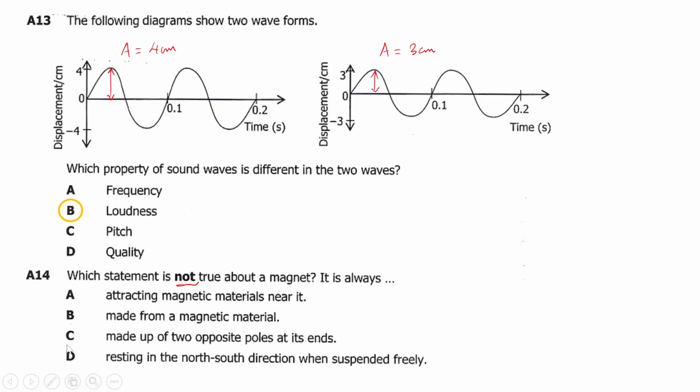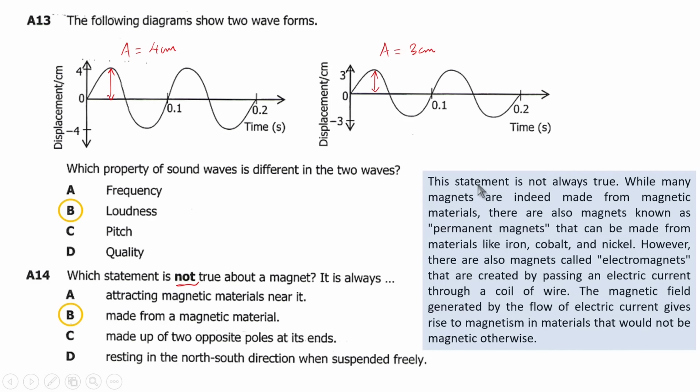So of all these, the correct answer is B, because it's not always that magnets are made from magnetic materials. This is the reason here. The statement is not always true. While many magnets are indeed made from magnetic materials, such as permanent magnets made from materials like iron, cobalt, and nickel, there are also magnets called electromagnets that are created by passing an electric current through a coil of wire.